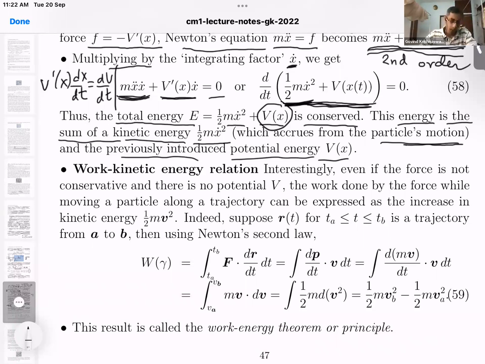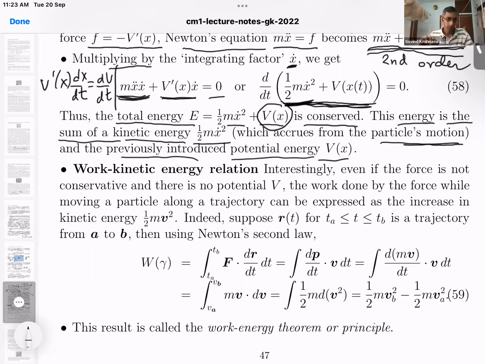Now, I hope you have digested this summary so far. If you have a conservative force, namely F is the gradient of some potential, or negative gradient of some potential, then there is a conserved energy, which is the sum of kinetic and potential contributions. Right?